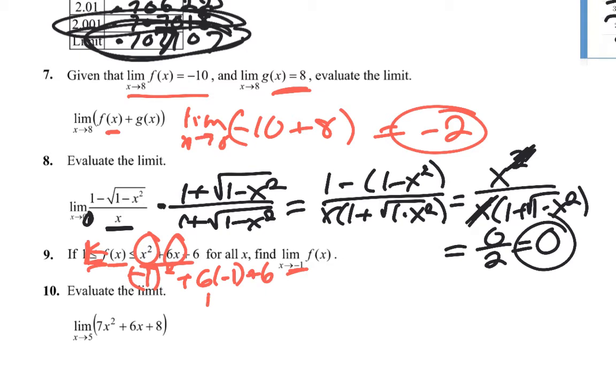It becomes a 1. So if this is 1 on the left side and it's 1 on the right side, well, the function is squeezed, it's the same on both sides. The limit has to be 1. So the limit of f of x as x goes to negative 1 is 1.